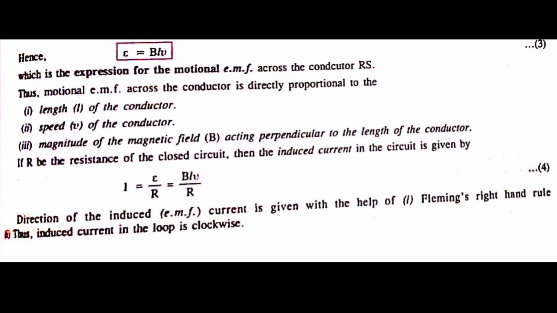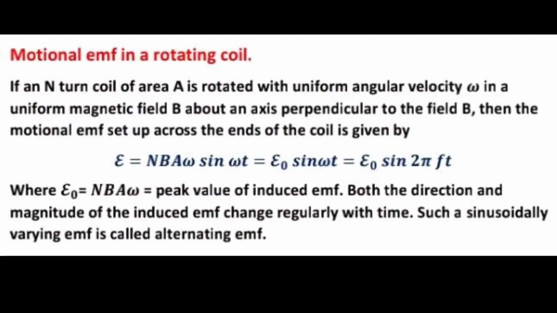Now apply Ohm's law by taking R as the symbol for the resistance of the closed circuit. Here I is the induced current, then by simply using Ohm's law we have the expression I equals epsilon divided by R. Put the value of epsilon, that is the value of the motional electromotive force, and divide it by R. Then we have equation number 4. To find the direction of this induced EMF or current, we can take the help of Fleming's right hand rule, and from that we get the induced current in this loop in the clockwise direction.